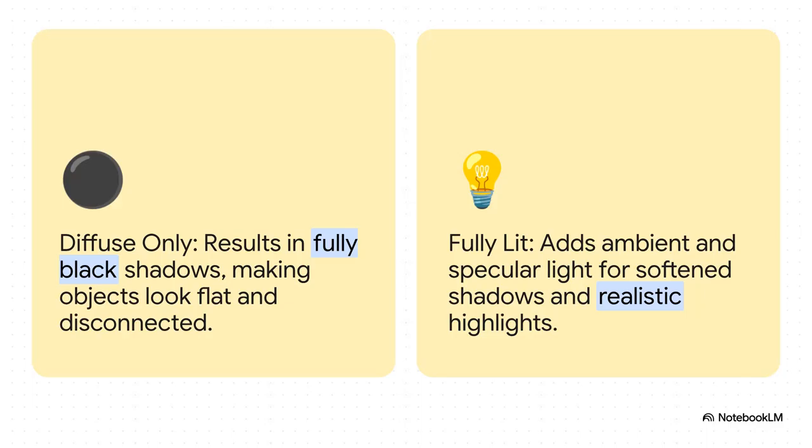So let's put it all together and see the difference. On the left, we've got a sphere with only diffuse lighting. See how harsh and kind of flat that shadow is? Now look at the right. We've added ambient and specular light and bam! The shadow is softer, there's that nice realistic shine. It's suddenly a convincing looking object. All from just 3 simple rules.